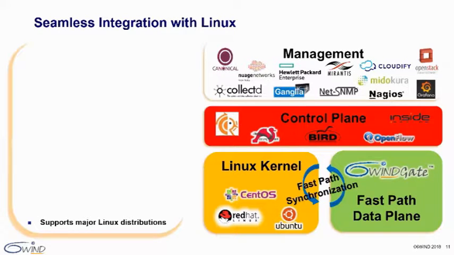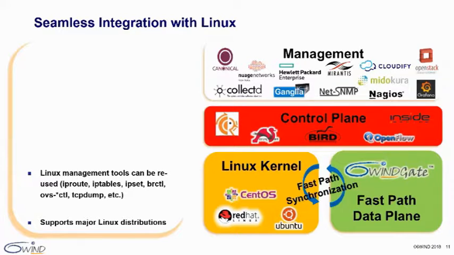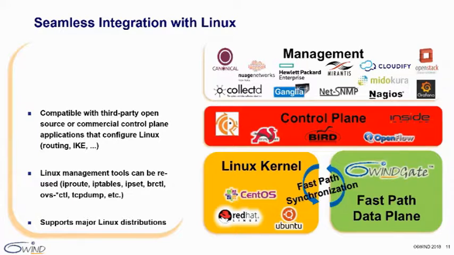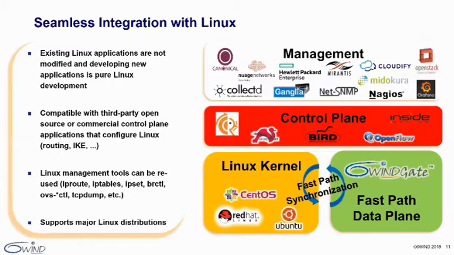It starts with support for major Linux distributions. Existing Linux management tools such as IP route and IP tables can be reused with no changes. We support third-party open source control plane applications such as FRRouting and StrongSwan. We also work with third-party management tools, either open source such as Grafana and OpenStack, or commercial such as Widest SDN controllers. Because of our transparency philosophy, developing new applications is pure Linux development. Linux running 6WINDGate is Linux.